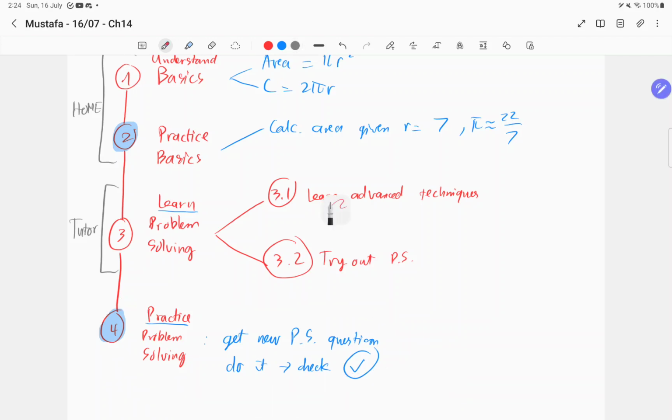But the practice problem solving part, Mustafa, this one is at home. So out of these 4 steps, you have to do 3 of them at home. When you're doing new problem solving questions, if you're stuck, you can still ask me. If I think it's an important one, I'll go through it in the lesson, or if I don't have time, I'll go through it in the lesson anyway. Then that's fine. It will turn from practice into learn. But you need to do the practice at home.